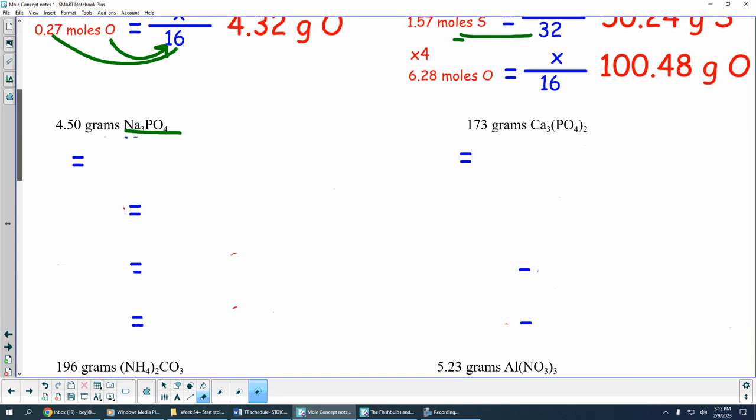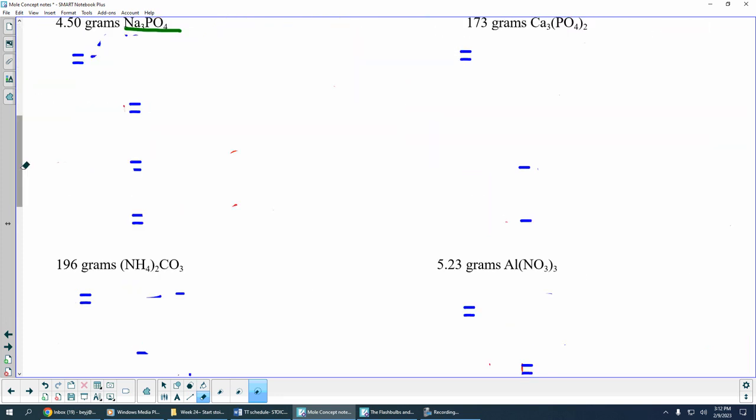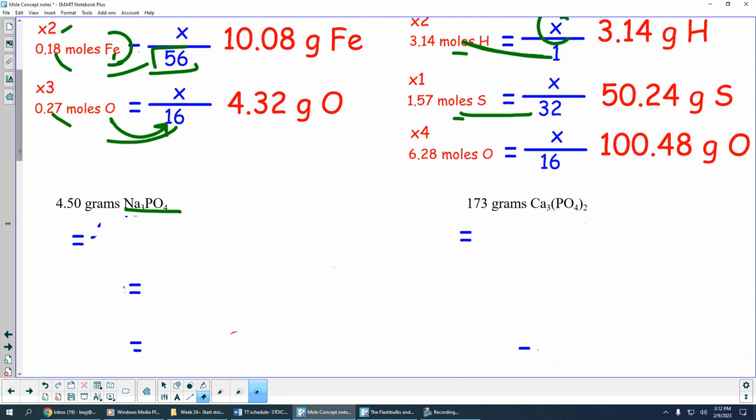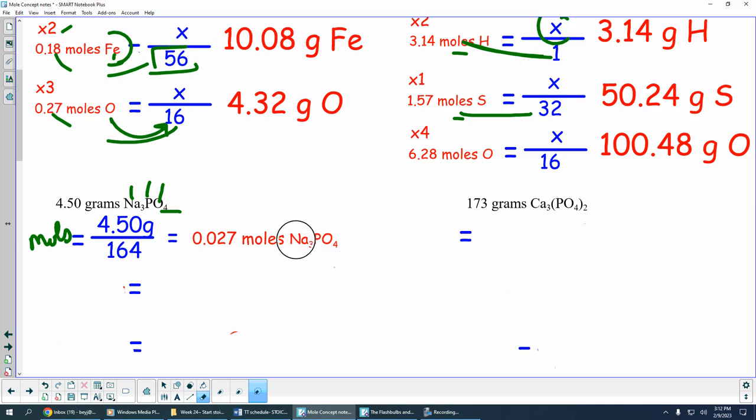So what I'm going to do is take 4.5 grams over the formula weight of 3 sodiums, 1 phosphorus, and 4 oxygens. Sorry, my computer is giving me some issues. So that's 164 when I add it up, because moles equal mass over formula weight. When I put that in my calculator, I get 0.027 moles of Na3PO4. So now I have moles of the whole thing.